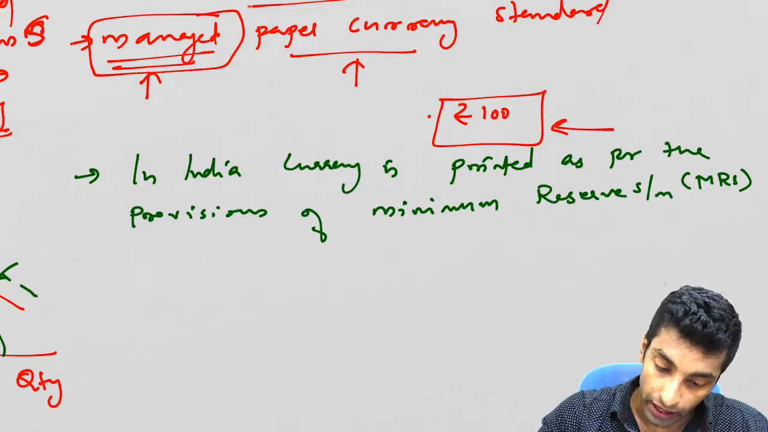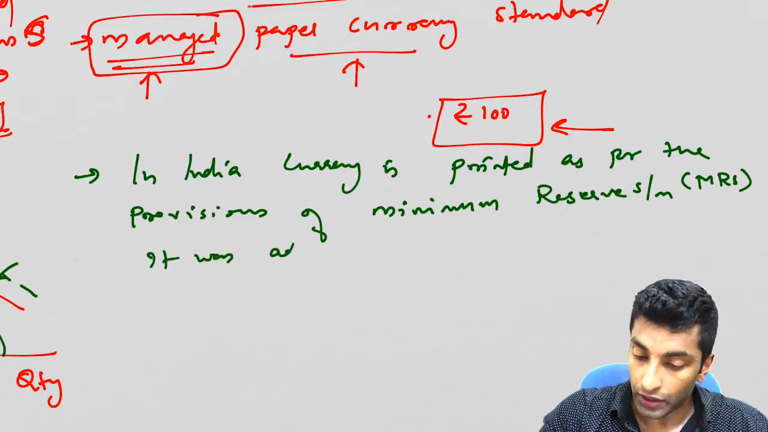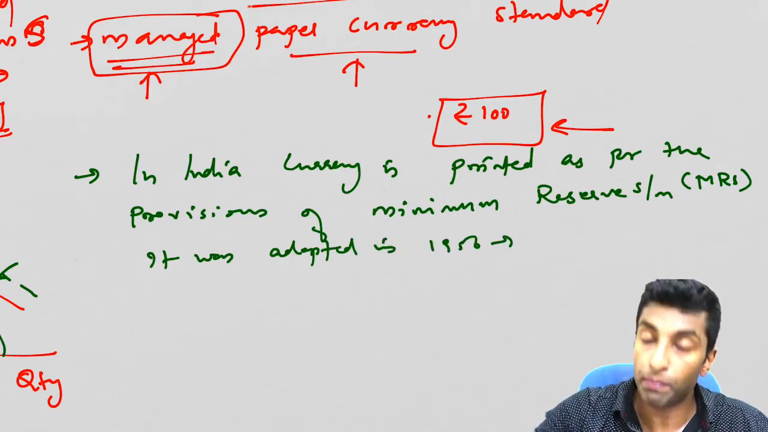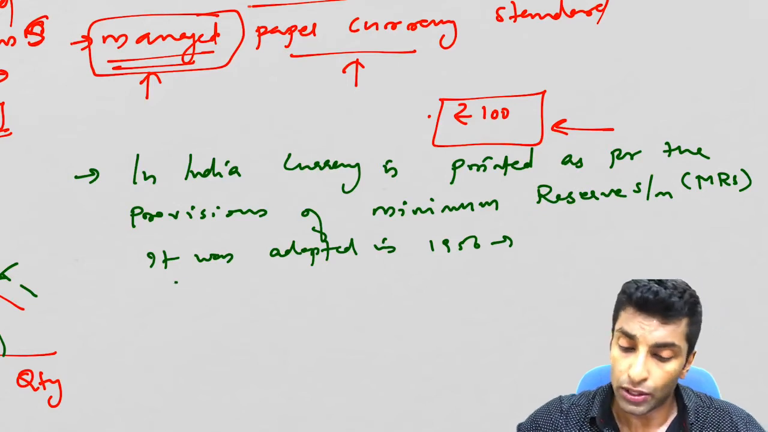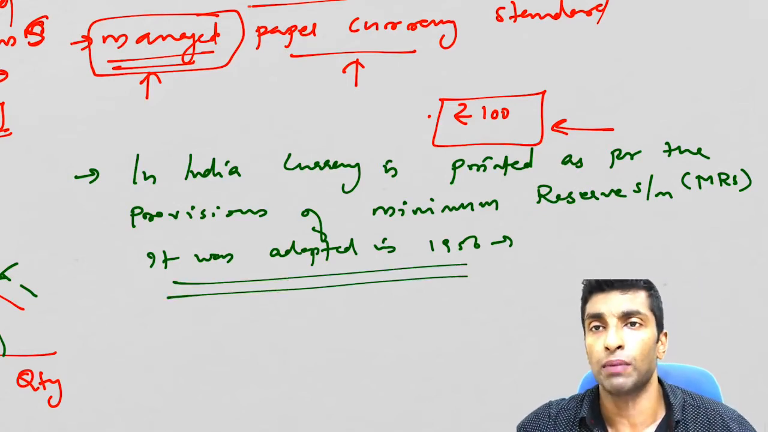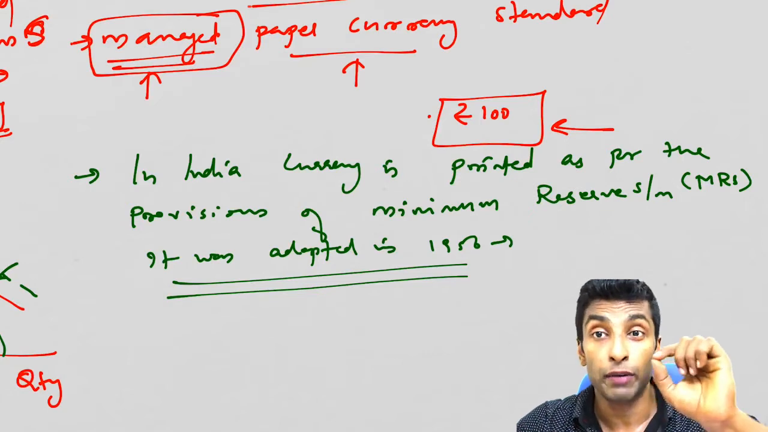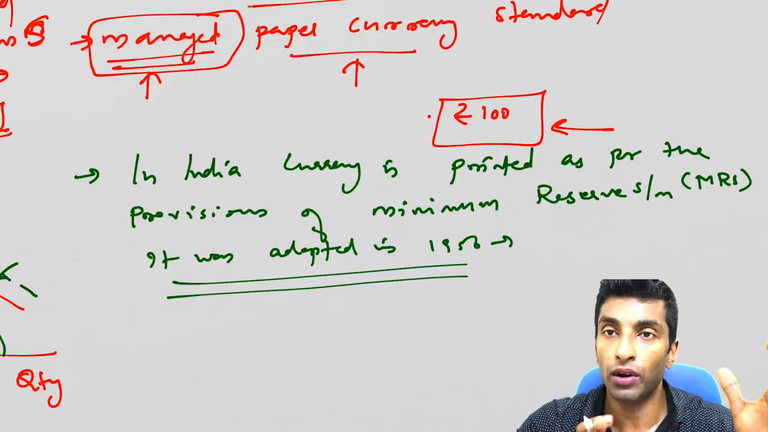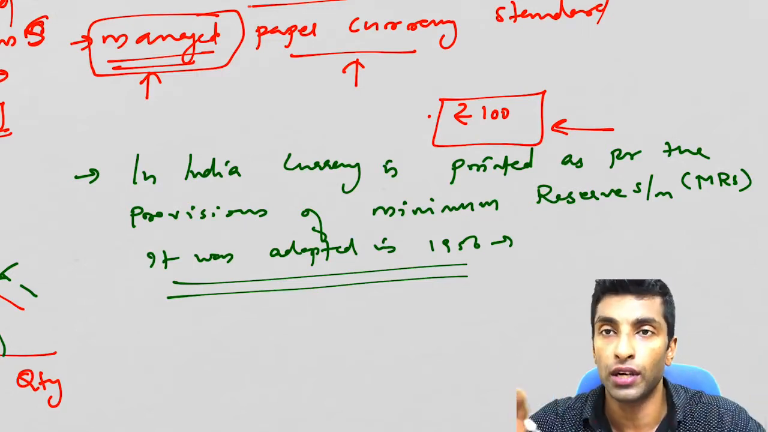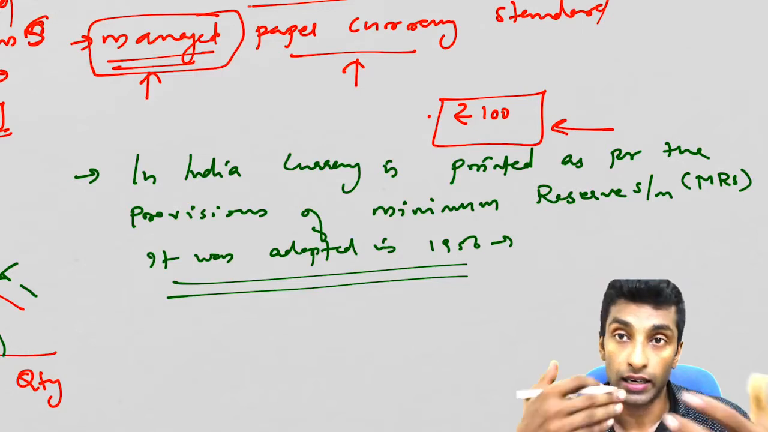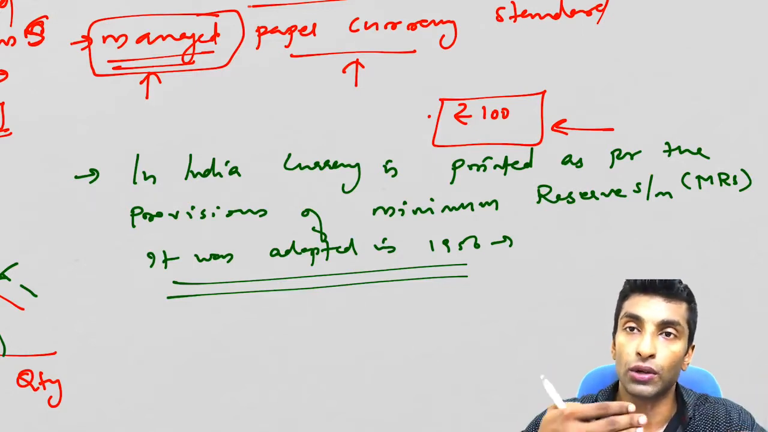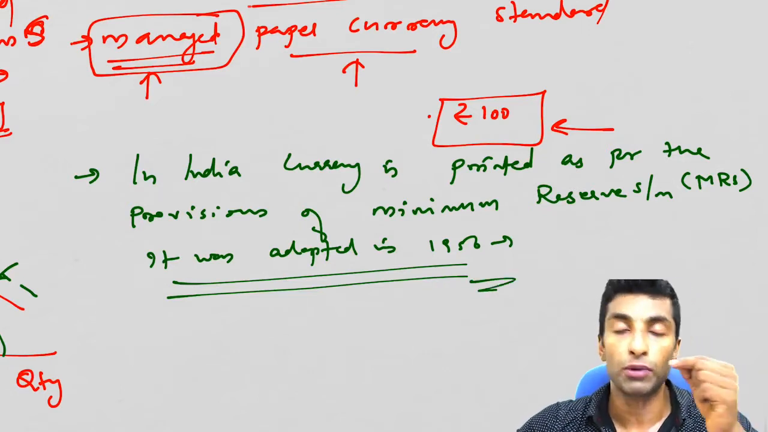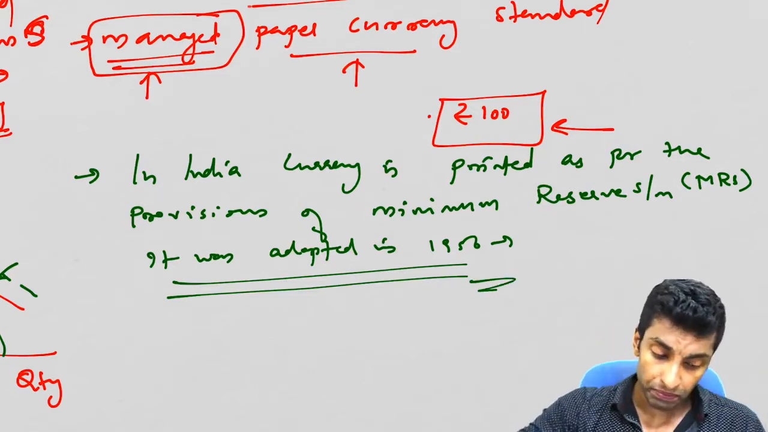It was adopted in 1956 in place of the proportional reserve system. So till then it was the proportional reserve system. Proportional reserve system means representative full-bodied money, right? So you have to keep a proportional, equal amount of bullion with the issuing authority if you are issuing currency. So if 1000 rupee currency is issued, 1000 rupee worth of bullion has to be kept with RBI. So till 1956 we were following that method.